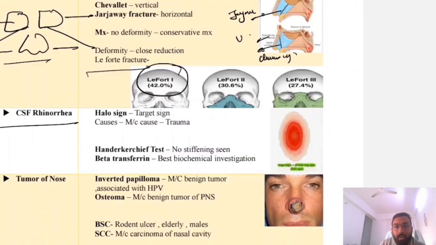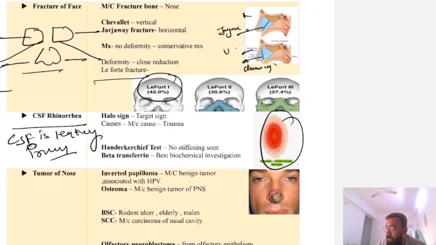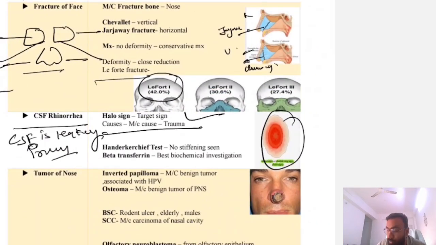CSF rhinorrhea. What is CSF rhinorrhea? CSF is leaking from the nose. So you will find the halo sign. If you take the fluid coming out from the nose and put it on a cloth, you will see a target sign. The common cause is trauma. Handkerchief test: there is no stiffening. If you put that fluid on the handkerchief, no stiffening is seen. Beta transferrin is the best biochemical marker you will find in that fluid.